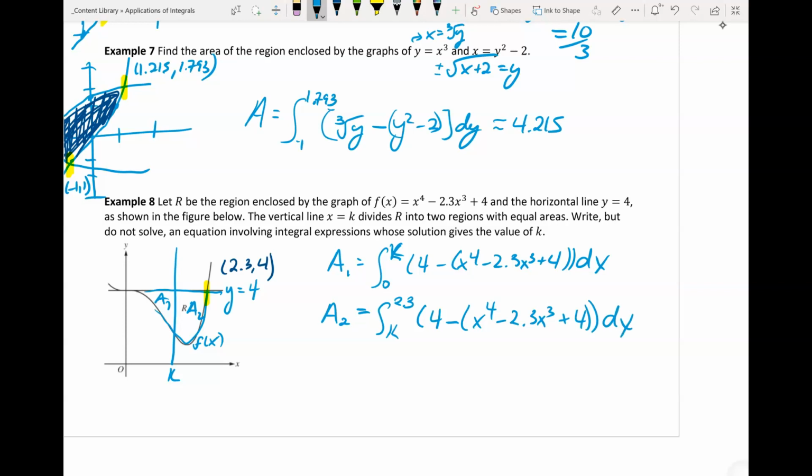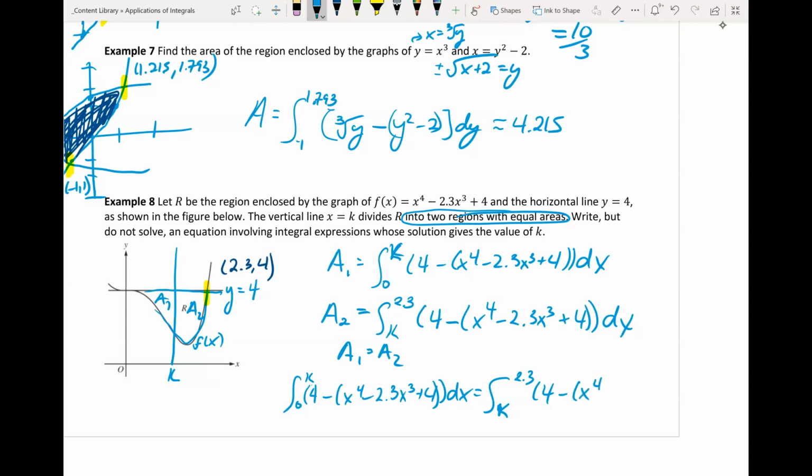So if we want to find k, all we have to do is equate area 1 and area 2, because we know that they are the same. They have equal areas. So all I have to do is rewrite my integrals in for A1 and A2. And then we use this to solve for k. We just integrate each integral and solve for k that way.